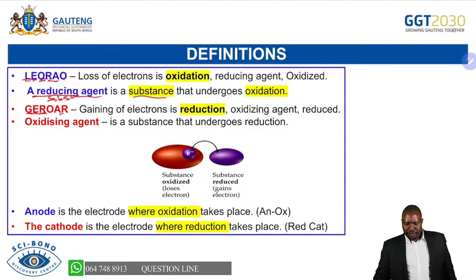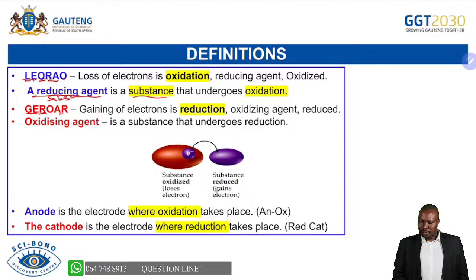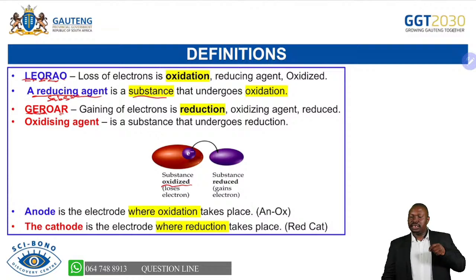Let's look now at this. We are having a substance that loses electrons. We say it's oxidized. Remember, oxidized is like saying an increase in the oxidation number.